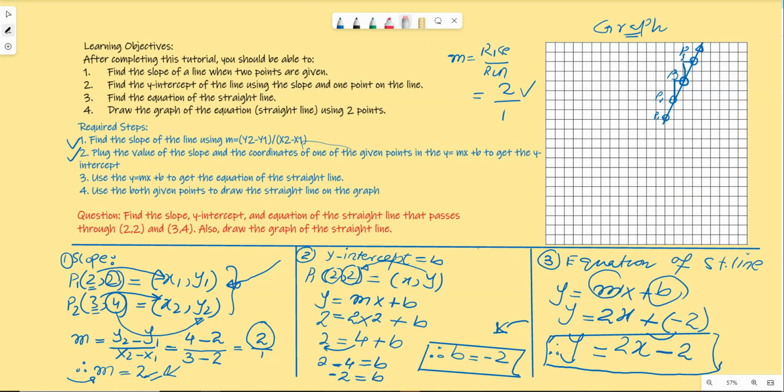I hope you have understood the concept of how to find the slope, y-intercept, and equation of a straight line when 2 points are given.